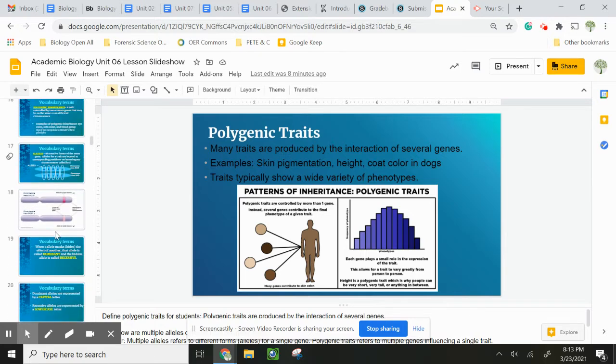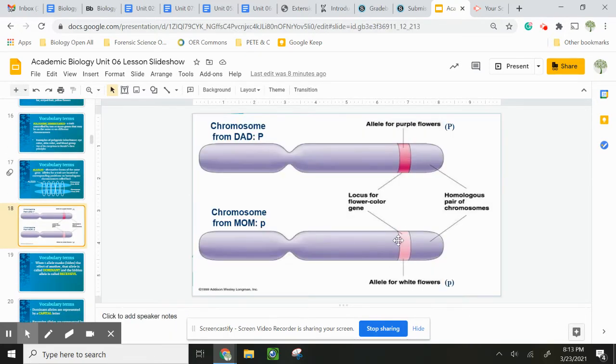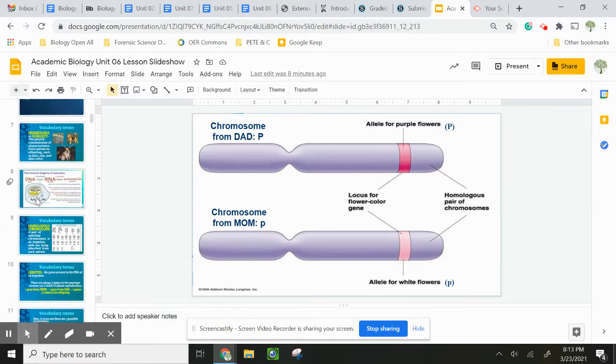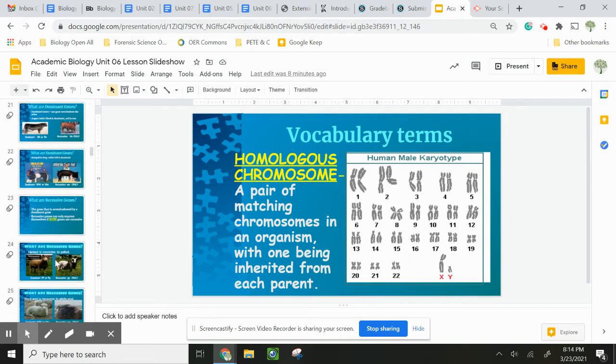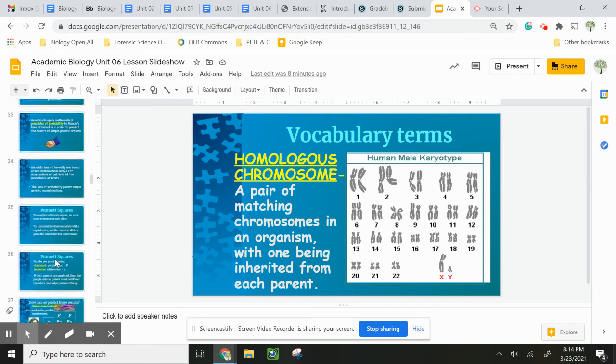Remember when we were talking about the loci? We said the locus for flower color is here on the dad chromosome and here on the mom chromosome. With polygenic traits, you might have a situation where, and this is not accurate, I'm just giving an example, we might say that the genes for skin color are found here and here, but also here and here, and also here and here. So it's a combination of multiple alleles that mixes together to give the wide variety of traits in certain characteristics.